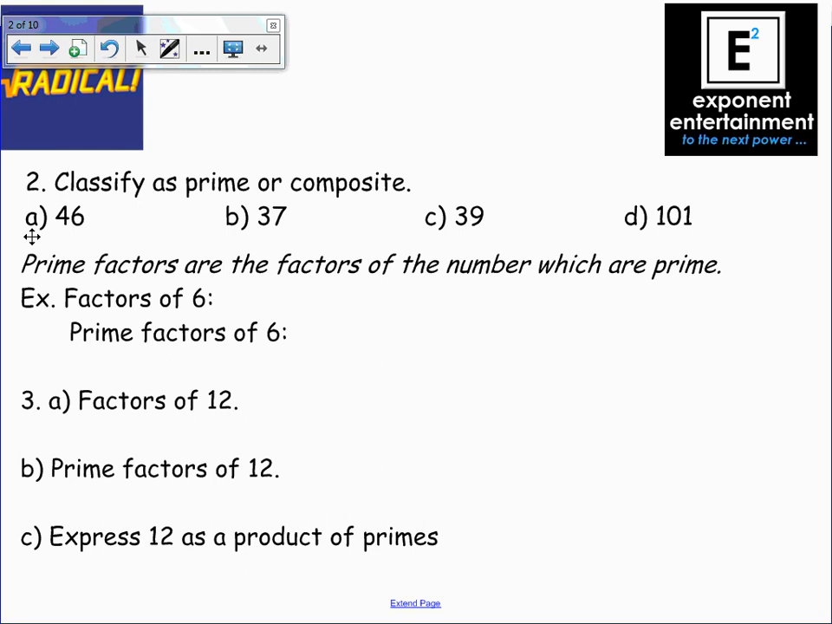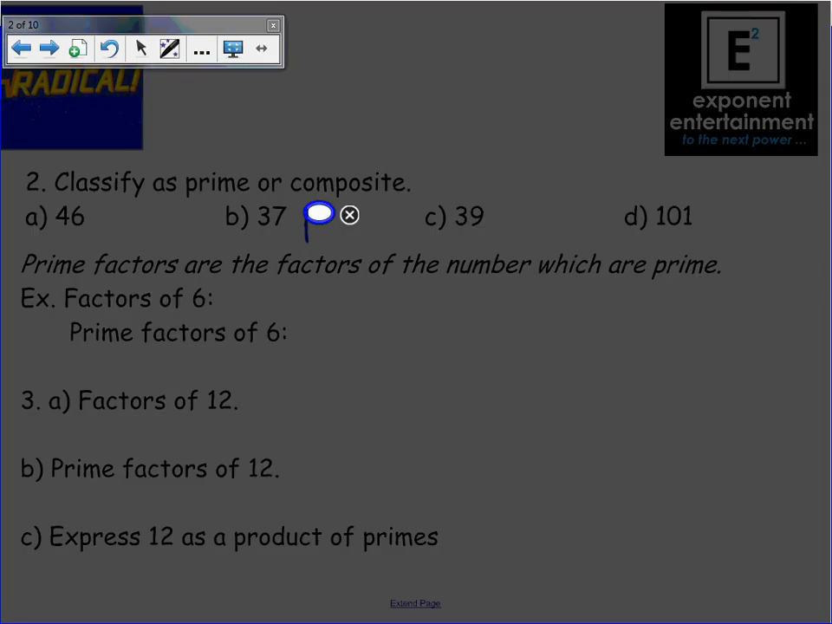Okay, 37. This one is composite. 37 prime? We all agree? 39. Oh, cool. I don't know what this magic pen's all about, but it's pretty cool.